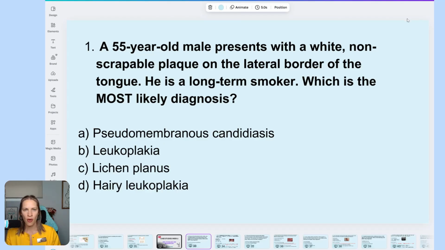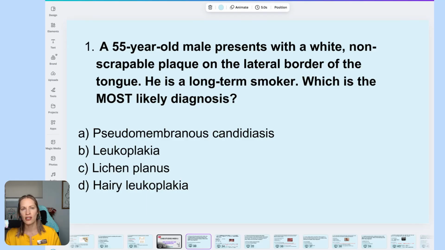So, first off, though, anytime you're reading these questions, and let's say you're taking the board exam, you're preparing, or you're like taking the board exam itself, what you want to do is read the question again carefully. So the key points here is the age. So a 55-year-old male, so it's a male, not a female. Although that doesn't always matter when it comes to oral pathology, but sometimes it does, where there are certain things that are more prevalent in females than there are males.